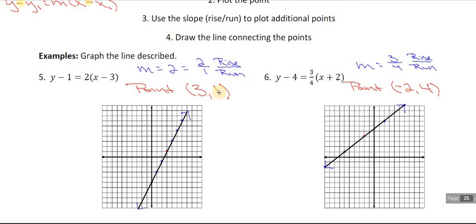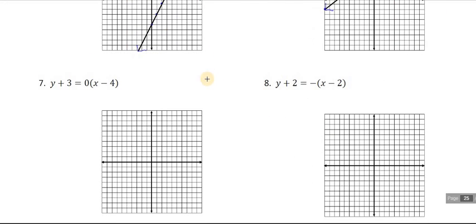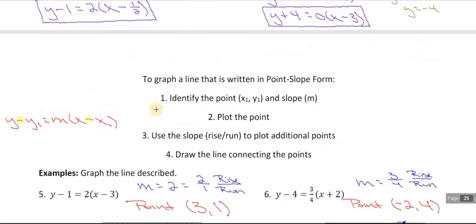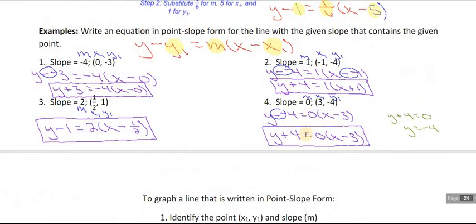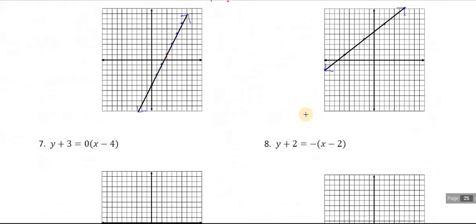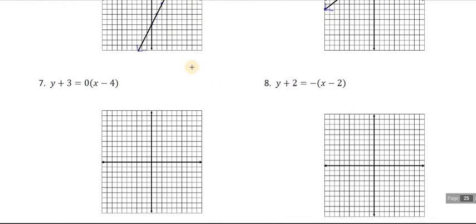Okay, I'm going to do 2 more problems with you, and you'll do one independently. So number 7. Number 7 is somewhat similar to number 4, in that there is a slope of 0. So we can do a couple things. We could just leave it as is and say, okay, well, the slope is 0. Well, let's write that. M equals 0.